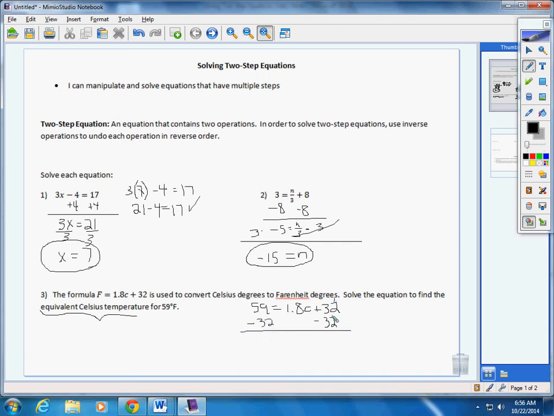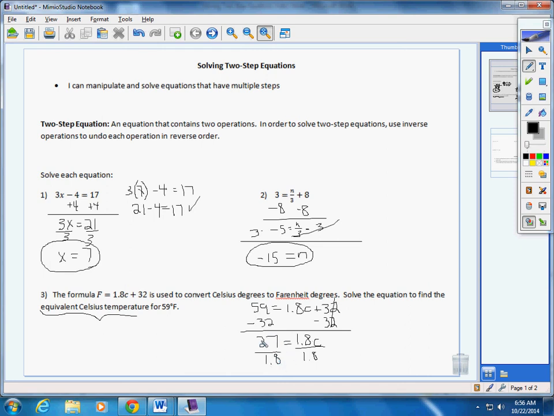So here's this. Those guys cancel out. 59 minus 32 should be 27. That's going to equal 1.8 C. And here you are, left with your one-step equation. This is 1.8 times C. So how do you undo multiplication? What's the inverse operation? It is division. So divide by 1.8. Of course, you got to do that on both sides.